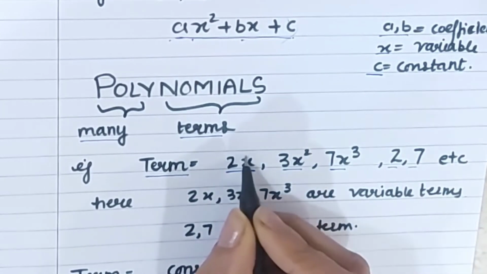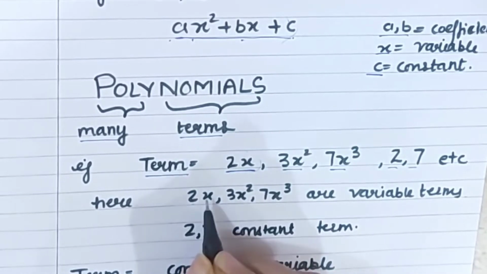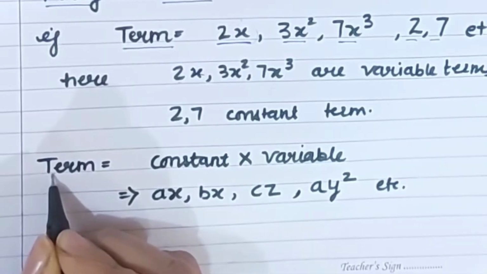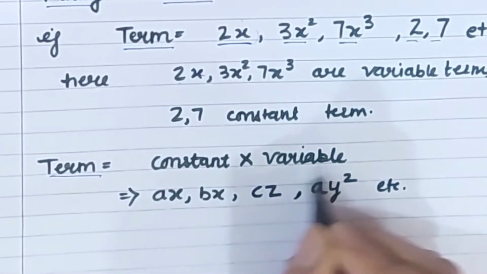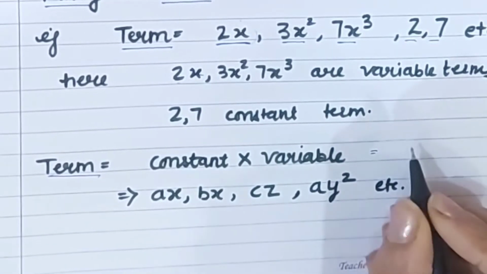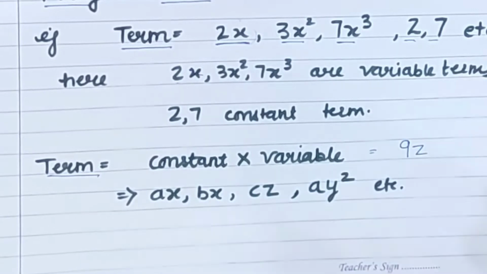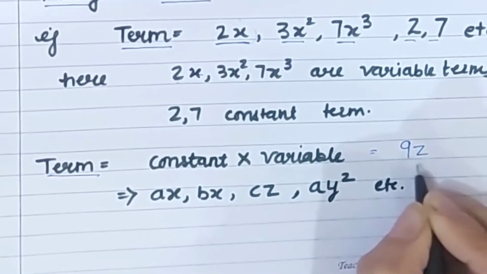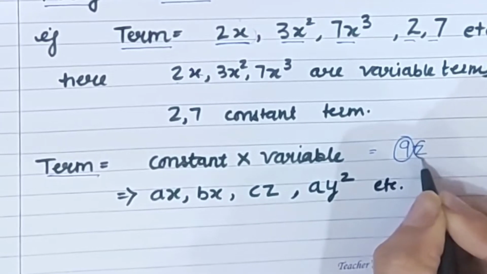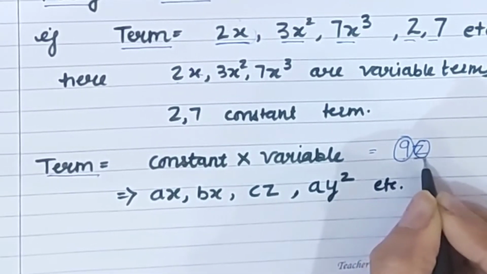In this term 2x, 2 is a constant, 2 is the coefficient of x and x is a variable. A term is composed of a constant times a variable. That means it's a clubbing of a constant with a variable, like 9z, right? This is one single term where 9 is a constant and z is a variable, or we can say 9 is the coefficient of this variable z.